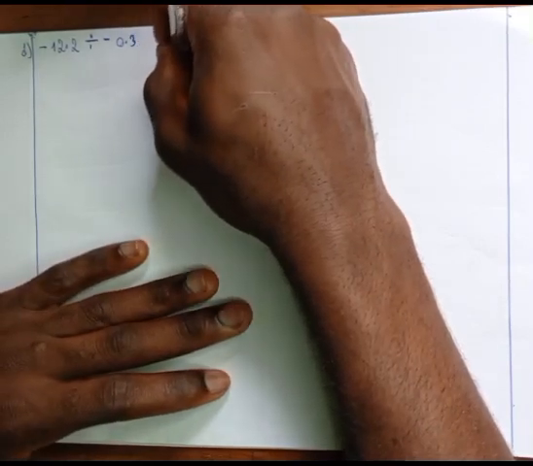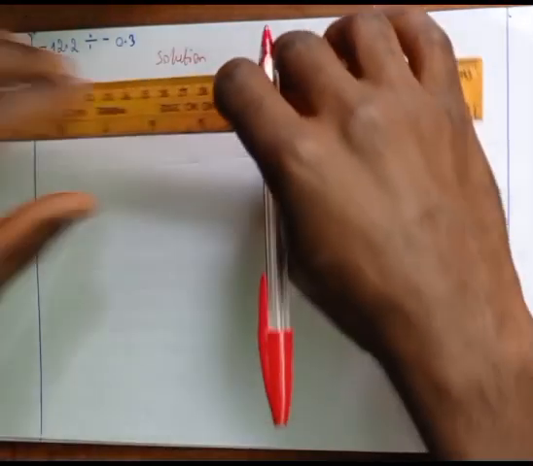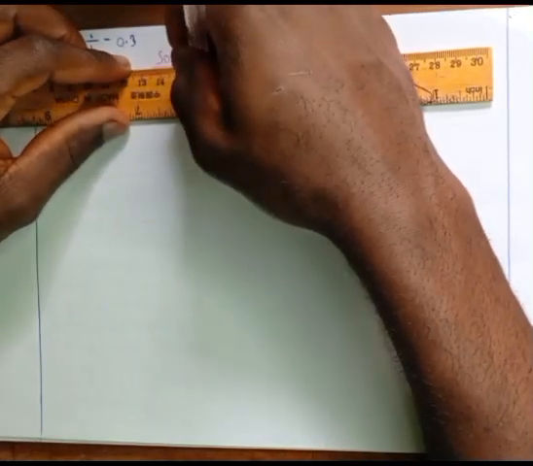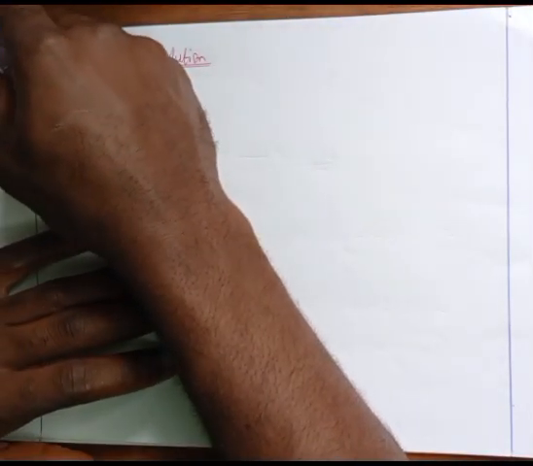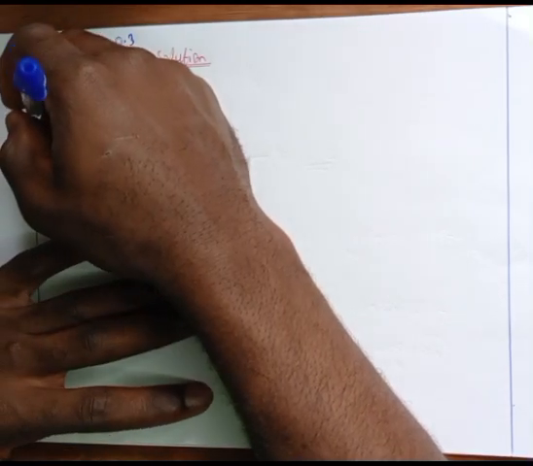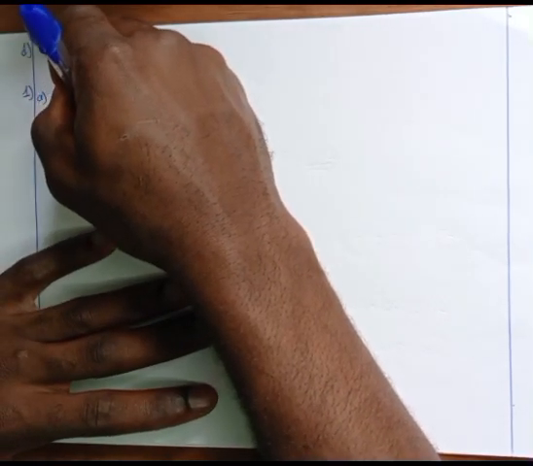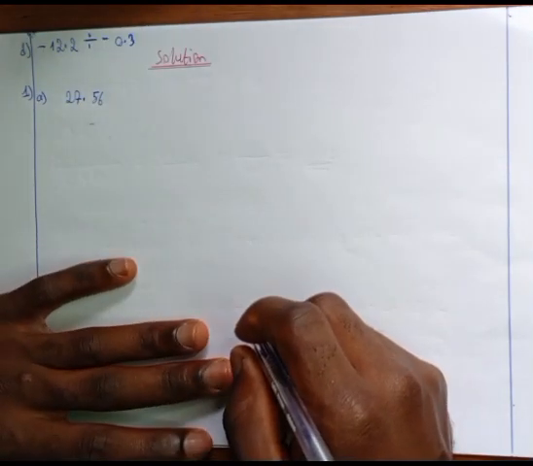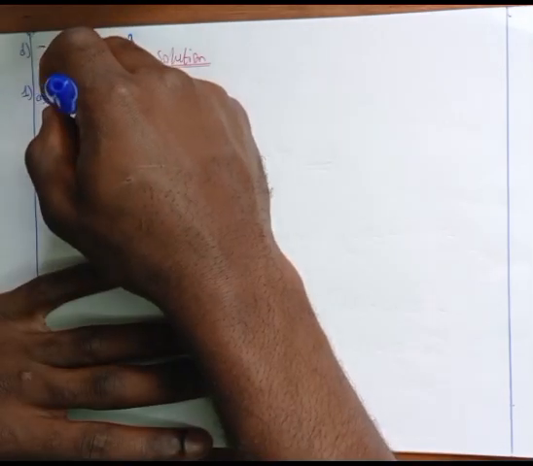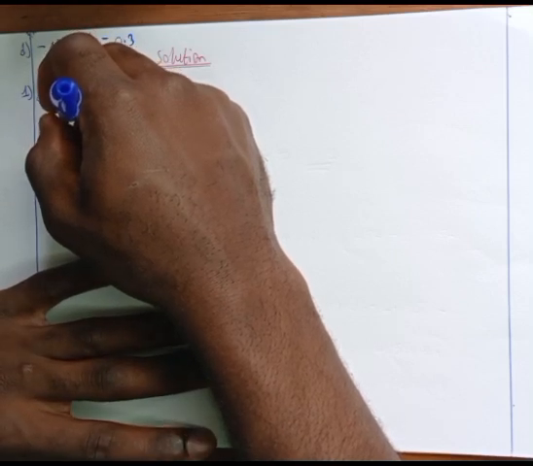Now let's answer the exercise application. We take the solution. Start with question 1, which is addition of decimals. So A, we are to add 27.56 and 21.54. So we are going to arrange them such that the decimal points in the two numbers are vertically aligned.